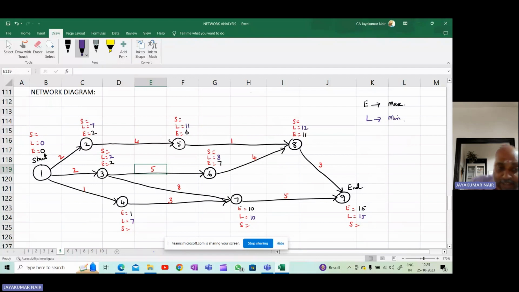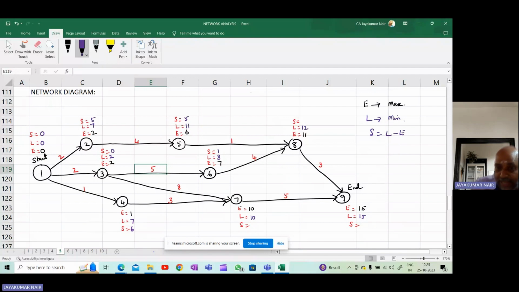And now you have to find out what is the slack. What is slack? S is equal to L minus E. So L minus E, whatever the difference, that is called the slack. So it is 0 minus 0 is 0. 7 minus 2 is 5. 2 minus 2 is 0. 7 minus 1 is 6. 8 minus 7 is 1. 11 minus 6 is 5.